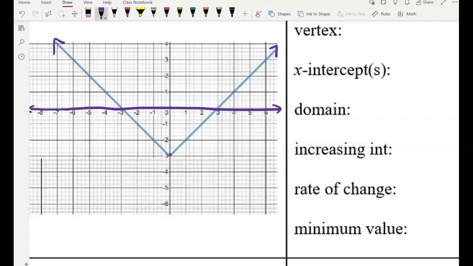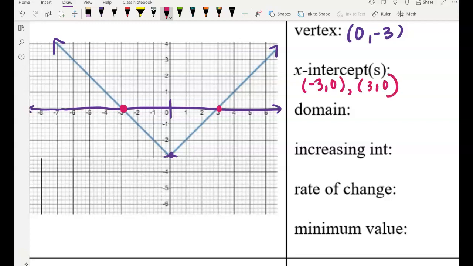All right, so the vertex is right here. That is 0, comma, -3. Okay, when x is 0, y is -3, so the vertex is 0, -3. Looks like we have two x-intercepts. One is over here and one is over here. So looks like they are -3, comma, 0 and 3, comma, 0.